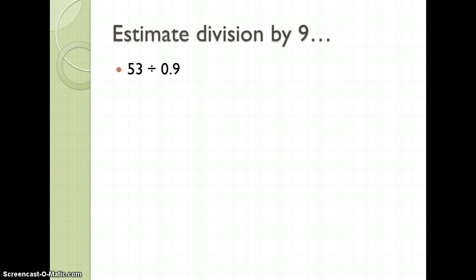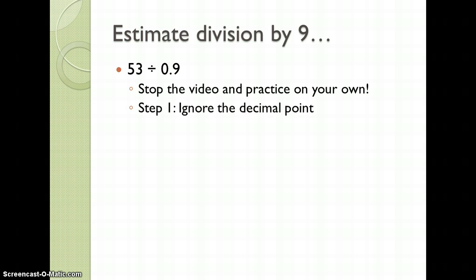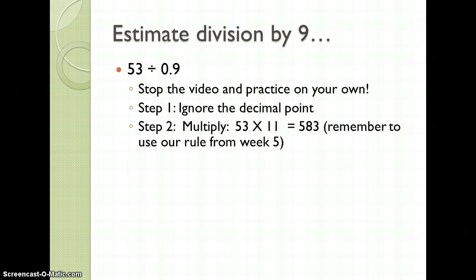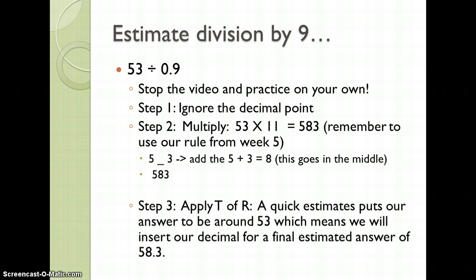53 divided by 0.9. Please stop the video and practice on your own. Step 1, ignore the decimal point. Multiply 53 by 11, which is 583. Remember to use the rule from week 5: 5 space 3. Add the 5 and the 3 for 8, which goes in the middle, 583.